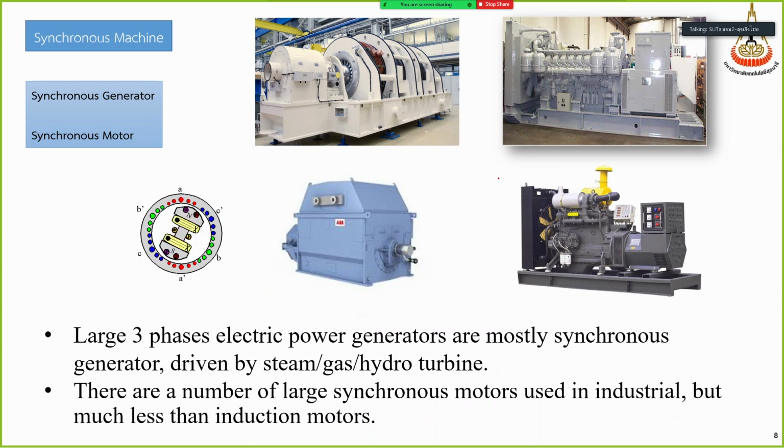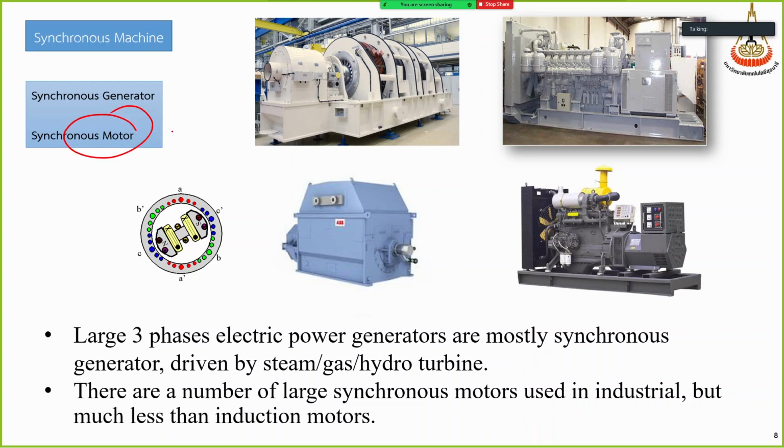And this is the synchronous machine, which is an AC machine. A synchronous machine is usually built for large three-phase power generation. There are a number of large synchronous motors in industry, but not many, far fewer than induction motors. This type of machine is usually in the power plant, such as hydro power plants and steam turbine power plants, and it is rarely used as a motor.